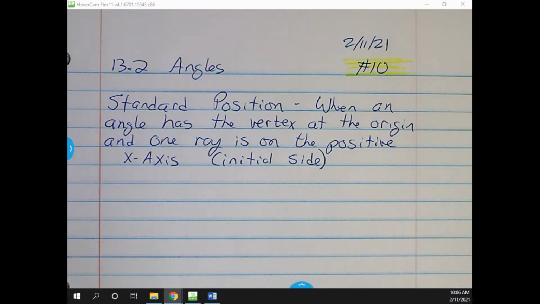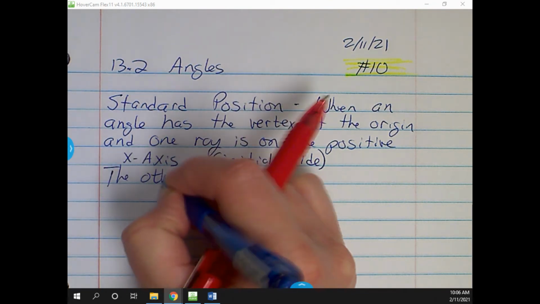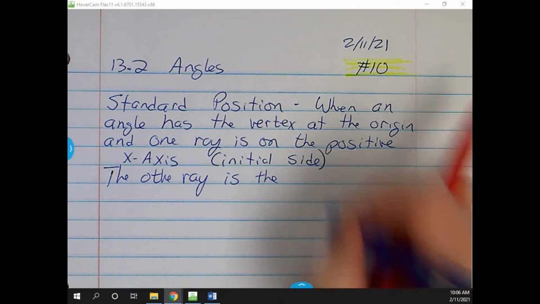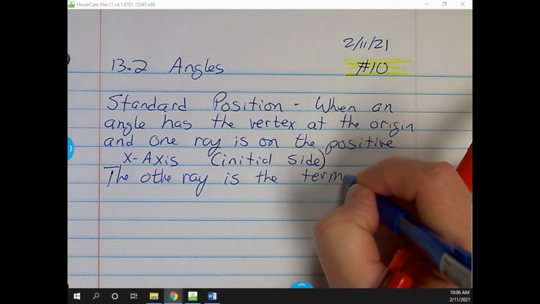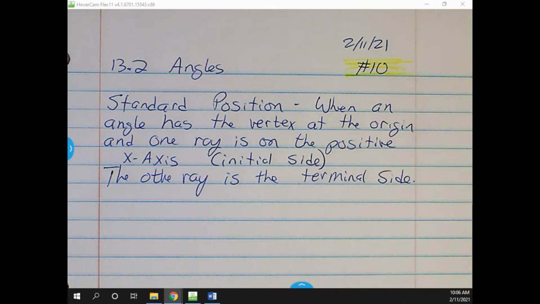All right, the other part of it, the other ray that you have, is just called the terminal side. Terminal means the ending part of it, so this tells you where it ends. So the initial side is where you start. The terminal side is where you're going to end.